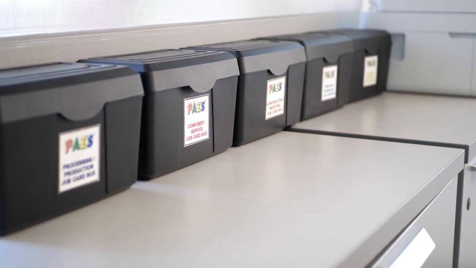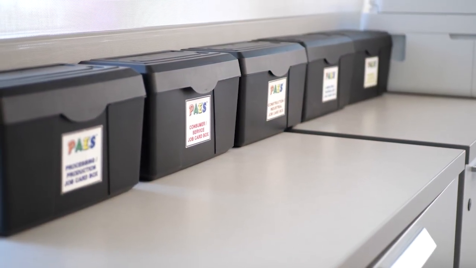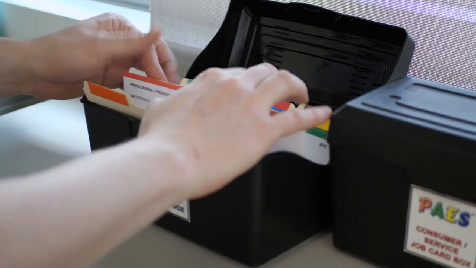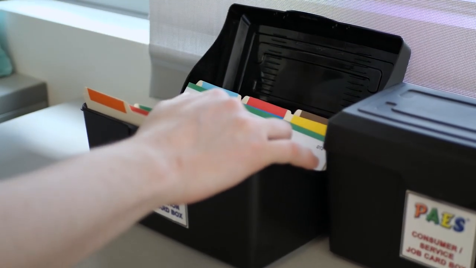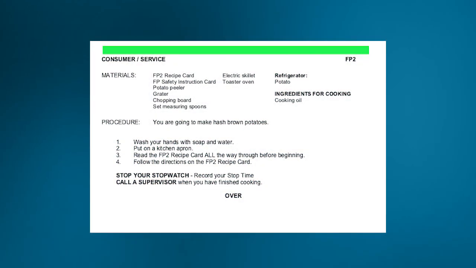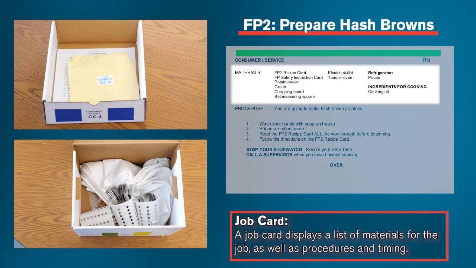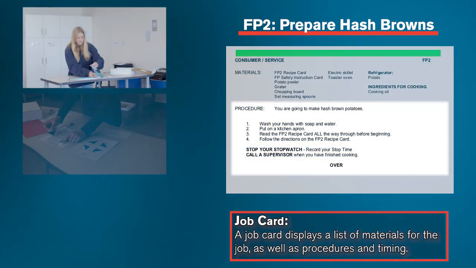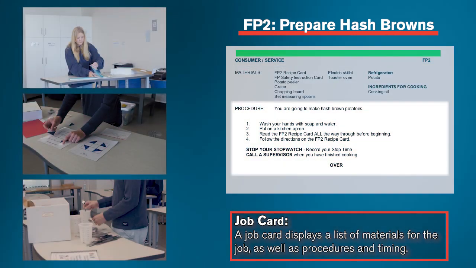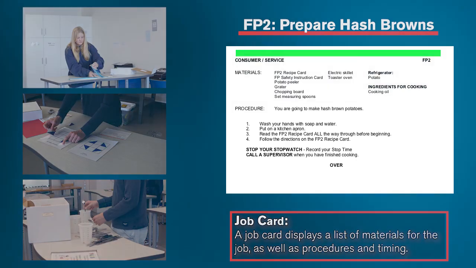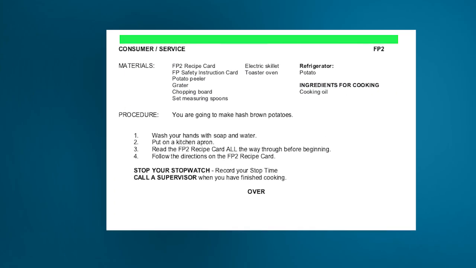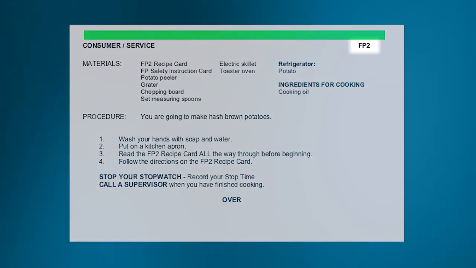There are 5 job card boxes, 1 for each component. Each job box contains job cards for every job in the component. The job card gives the employee all the details needed to set up and perform the job on their own. Each job card includes a list of needed equipment and materials. It also includes procedures the employee will have to follow to perform the job. This job corresponds with job FP2, Food Preparation 2 in the Consumer Service component.